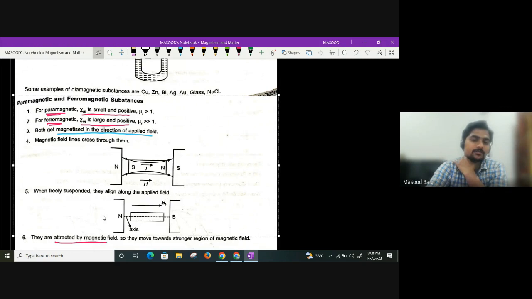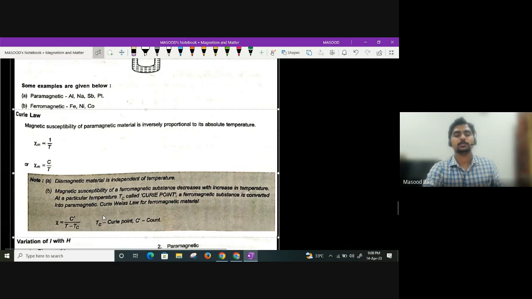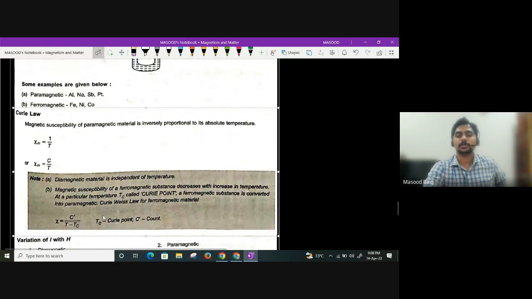Please remember, susceptibility for diamagnetic small negative, for paramagnetic small positive, for ferromagnetic large positive. Relative permeability for diamagnetic less than 1, for paramagnetic greater than 1, whereas for ferromagnetic it will be much greater than 1. Magnetic field lines can cross through them. When freely suspended, it will get aligned along the direction of the applied magnetic field, and they are going to get attracted towards the magnetic field. Clear, all of you?